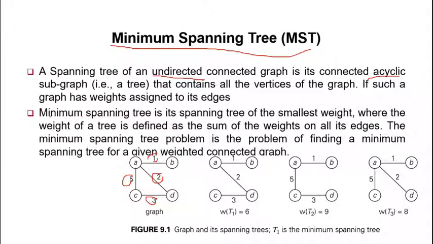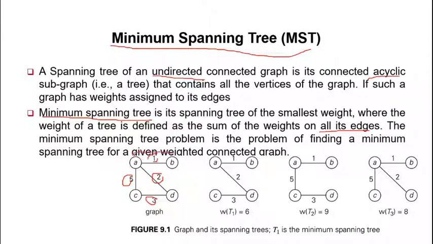And now, what is a minimum spanning tree? A spanning tree we know already is an acyclic subgraph. So a minimum spanning tree is a spanning tree of the smallest weight, where the weight of a tree is defined as the sum of the weights on all its edges. We try to get the total of the weight for all edges. The minimum spanning tree problem is the problem of finding a minimum spanning tree for a given weighted connected graph.